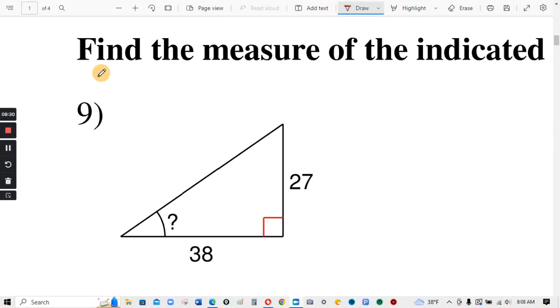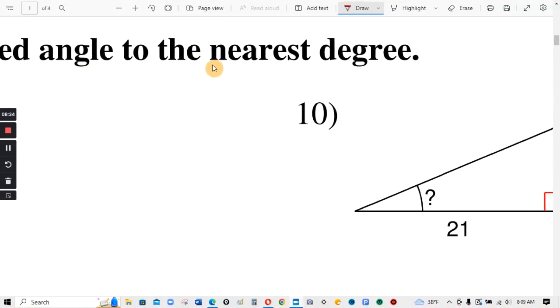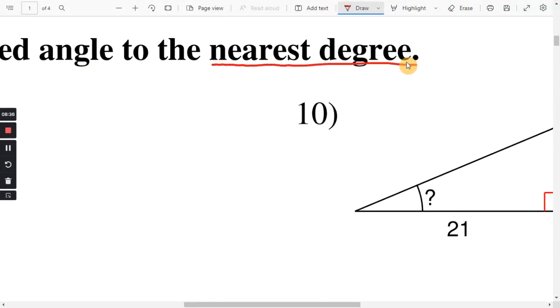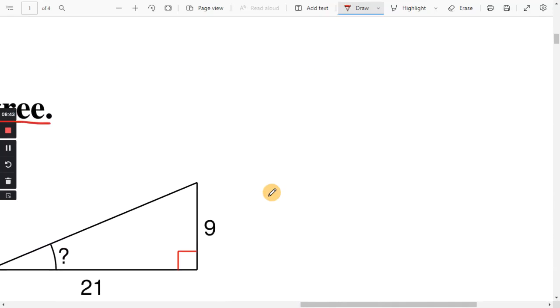All right, next section, find the measure of the indicated angle to the nearest degree. Okay, so once again, we will likely have to round off. And for this section, you need to know the trig formulas. Okay, we've covered this before.